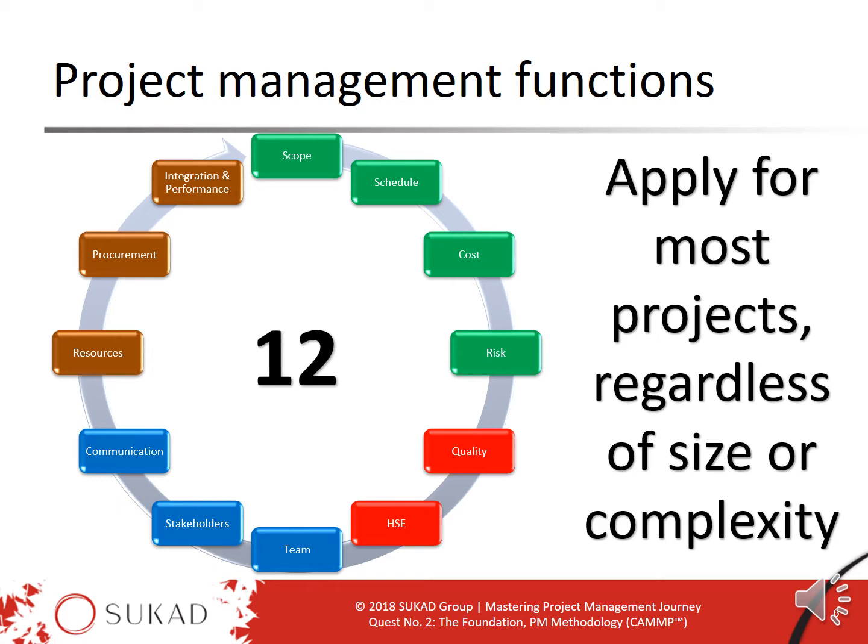Now, of course, we are using color code here, but you can ignore it for now. Maybe in a future quest, we will highlight why we used a different color coding. But basically, these are the 12 quests, or sorry, the 12 functions that apply most likely on any given project, regardless of size and complexity.